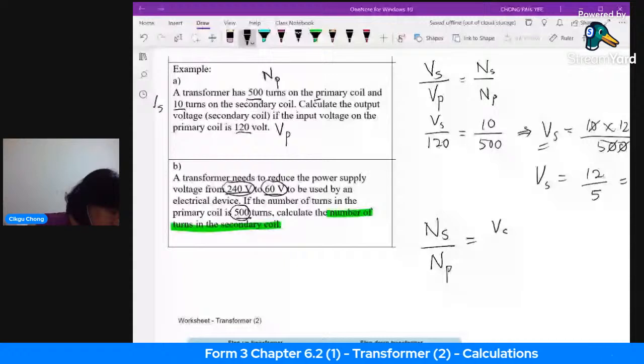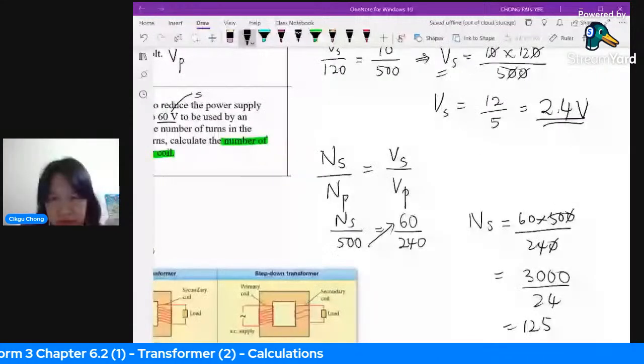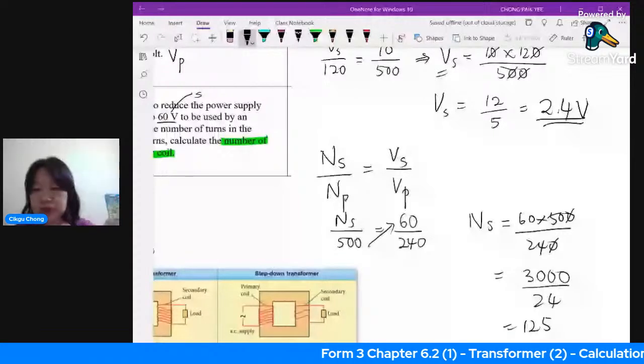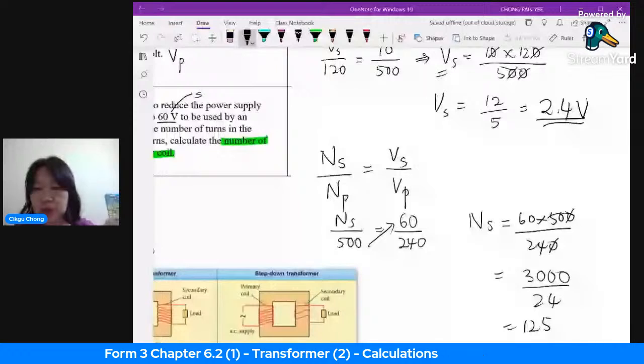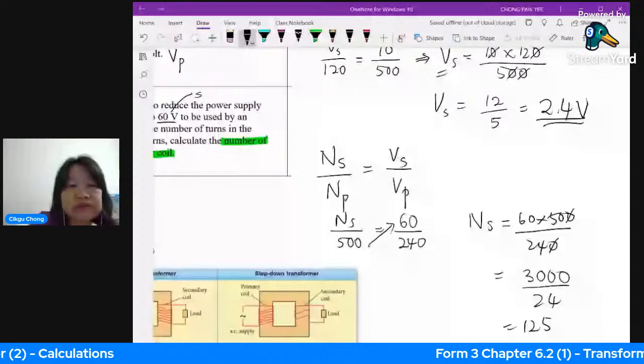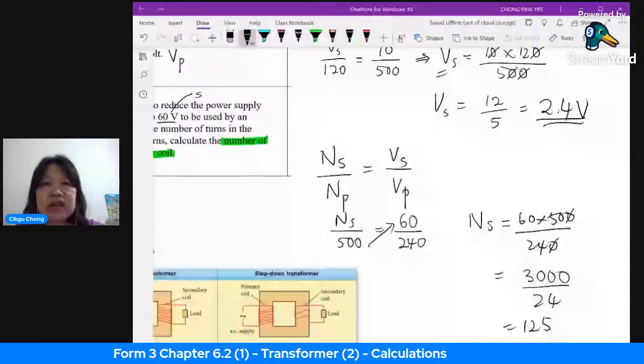So take note of what you're finding. N is the coil, so number of coils. I think it should be quite easy for you. You need to master the formula first and interpret from the question what is what. Put the values inside, and there will be no problem, because you have a calculator to help you. This is the skill I want you to learn today.